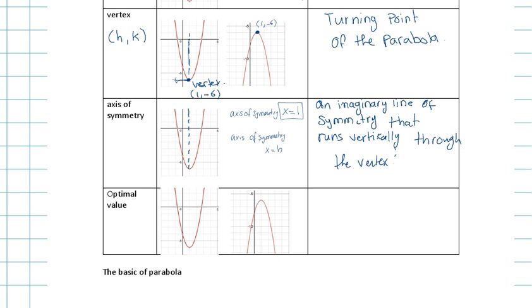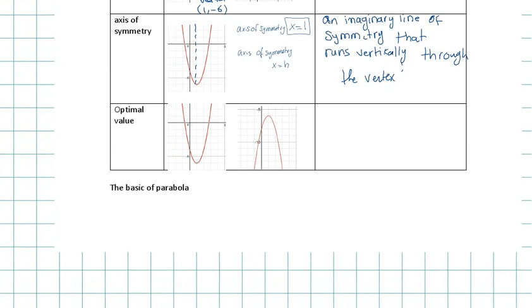When we talk about optimal value, what do I mean by that? The maximum value or the minimum value. Optimal means it's the lowest or the highest. So if I'm looking at this, the optimal value here is right here.